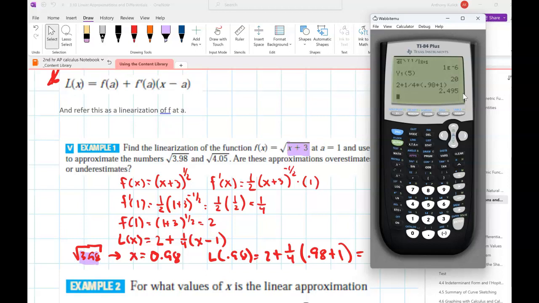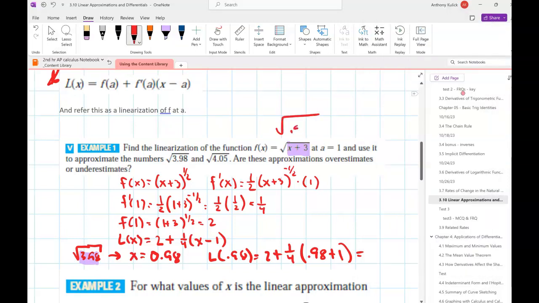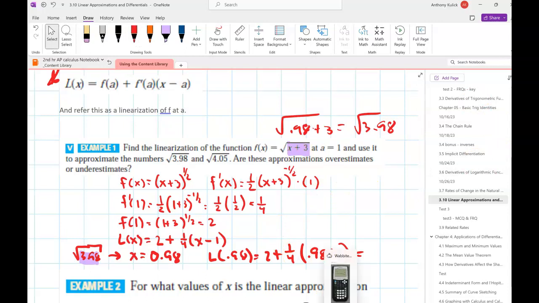I just looked at it: if I have the square root of x plus 3, and I want to evaluate the square root of 3.98, x just must have been 0.98, right? Because this is 0.98 plus 3, which is 3.98. So x was 0.98. That's what I'm plugging into my linearization. Yeah, got it. That's okay.